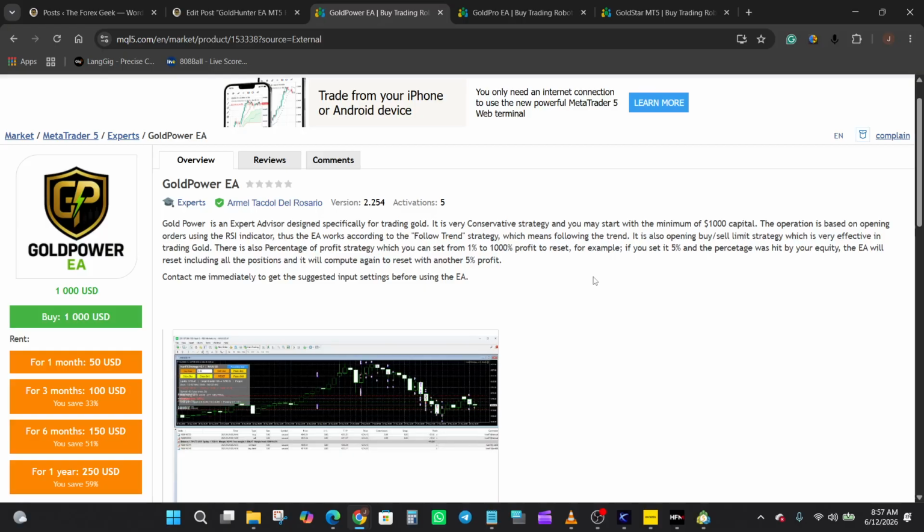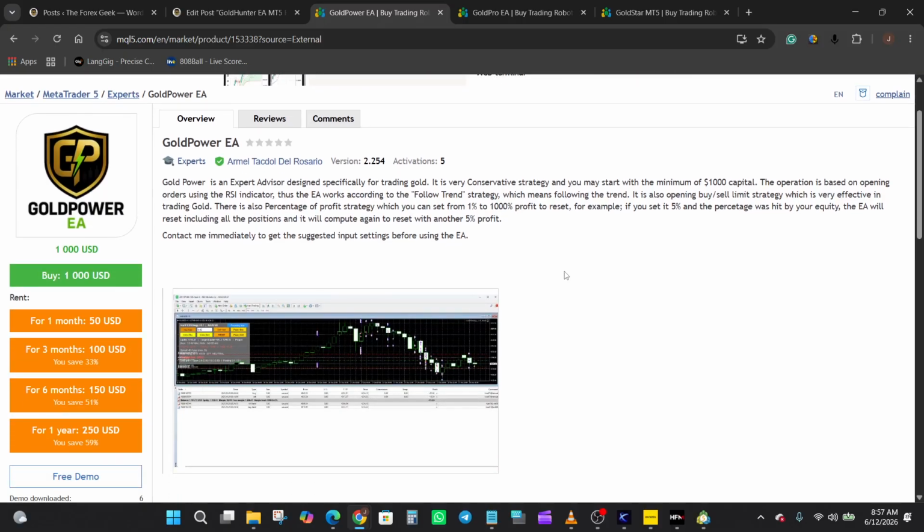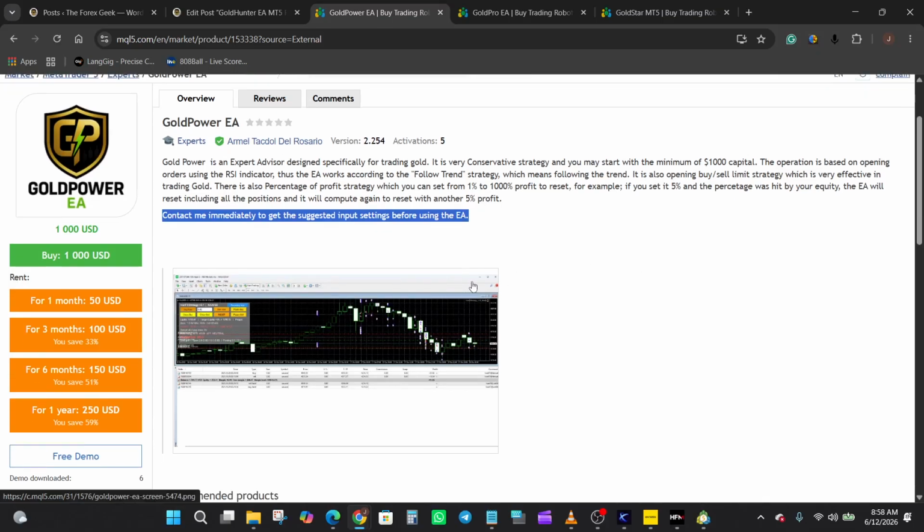All right. And the developer also notes that traders should contact them directly to obtain the suggested input settings before using the EA. That is worth keeping in mind because the marketplace page itself does not provide detailed configuration recommendations.